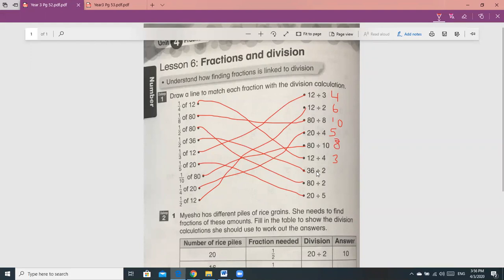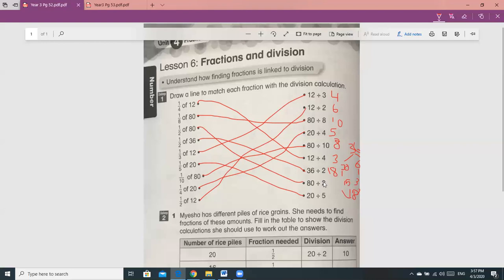Okay, 36 divided by 2. We can make it like this. 36, and put maybe 30 and 6. Half of 30 is 15. Half of 6 is 3, which is going to be 18. So 36 divided by 2 is 18. So half of 36 is 18.